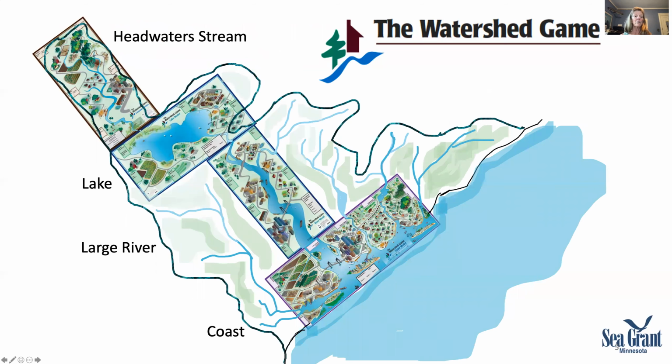Now, this is our watershed here, this outer boundary. This is our watershed game. So we have the small stream version, we have a lake, the large river, which in our brand new game is flowing into coastal waters. This could be Great Lakes coastal waters, even though they're freshwater, or it could be one of our coasts of the US where they're oceanic.